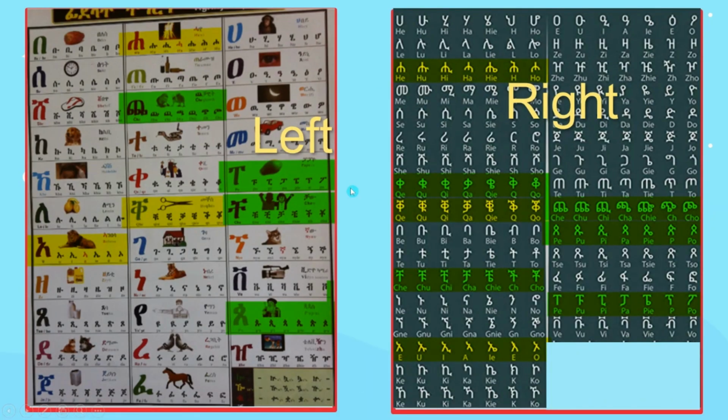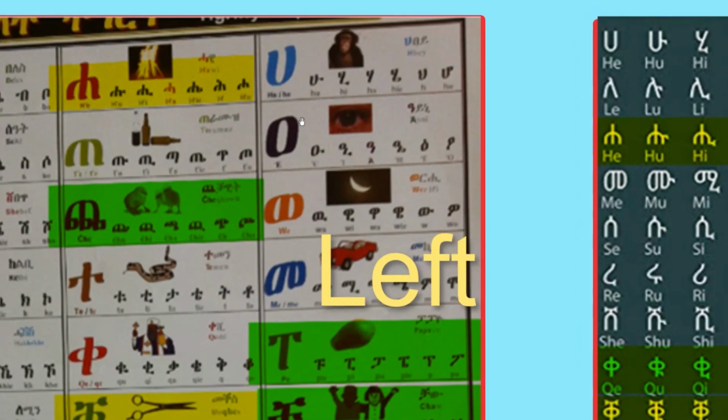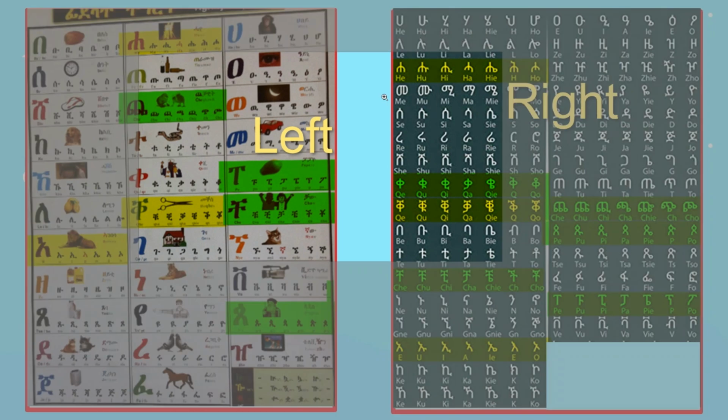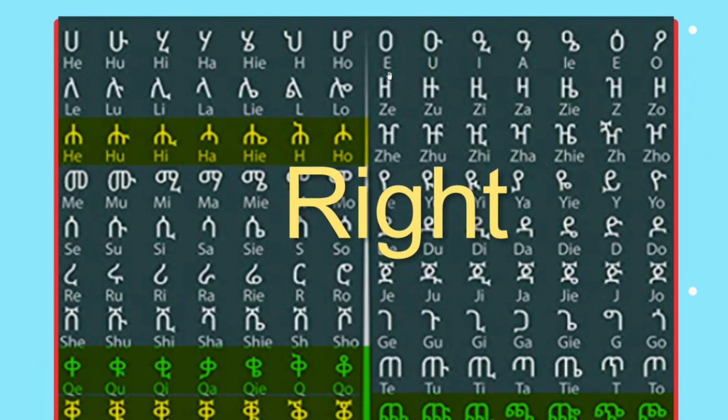Another example of the difference in English representation is this one. The English representation on the left chart is ''E. But on the right chart, it is represented by the English letter capital E. So it's just capital E, nothing else.